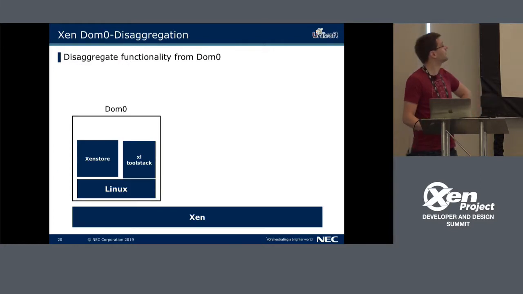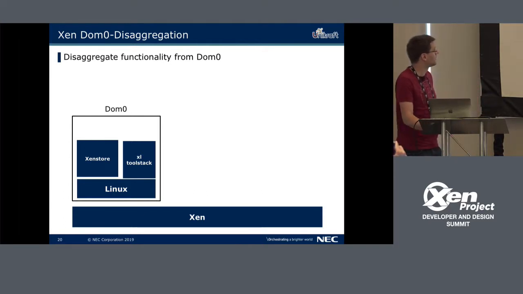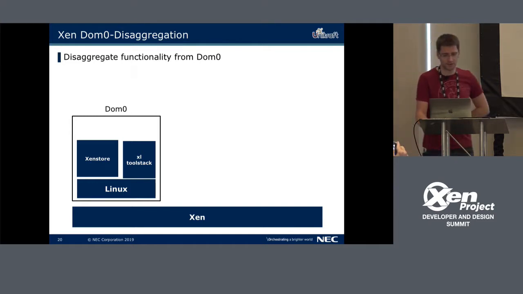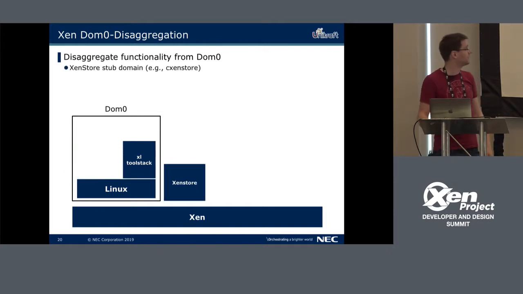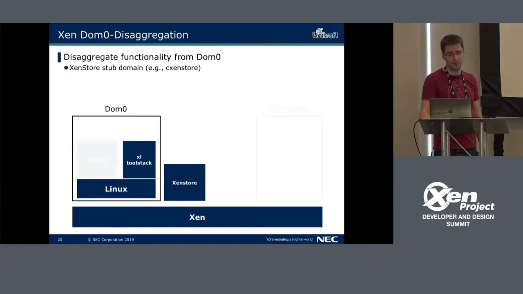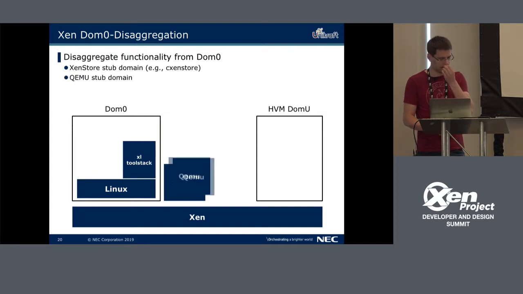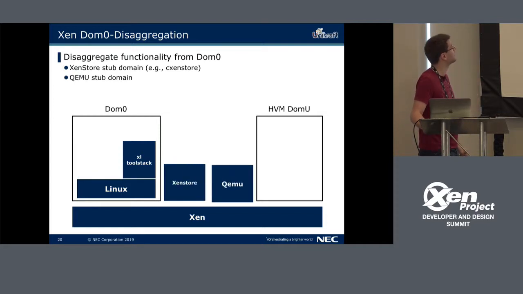Another area we are looking at is Dom0 disaggregation. We actually had a design session yesterday about that topic. What we're doing here is this typical thing, for instance, taking out the Xenstore and running that as a stub domain with the unikernel directly on Xen, and taking it out from Dom0. The typical QEMU deployment for HVM virtualization, we're also looking into getting that moved as a stub domain and taken out of Dom0.